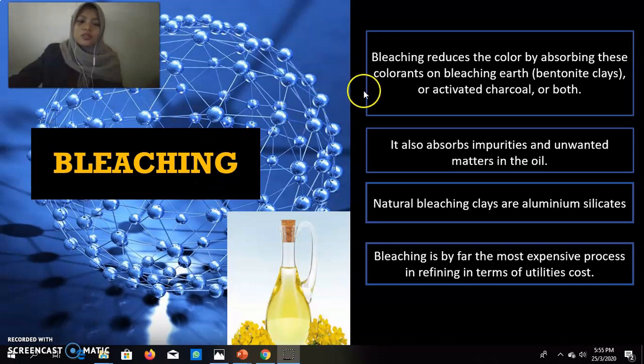So the bleaching process is a process where we want to reduce the color by absorbing the color pigments, impurities, and unwanted metals using bleaching earth or activated charcoal or both. So bleaching earth basically is composed of three types of clay, and one of them is bentonite clay. So natural bleaching clays are aluminum silicates, and this bleaching process is by far the most expensive process.